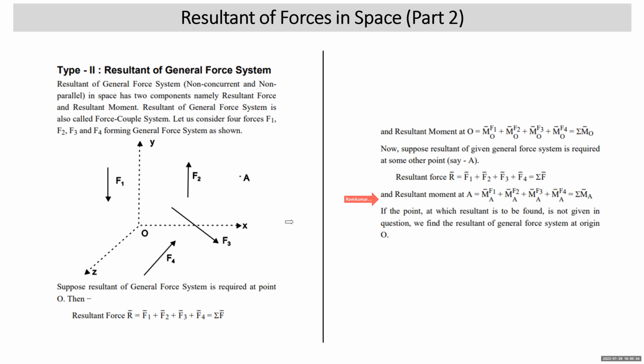The resultant of general force system will vary depending upon the point where the resultant is required, as we have understood with this explanation. So resultant force does not change. Resultant moment will be sigma M about the point where resultant is required.